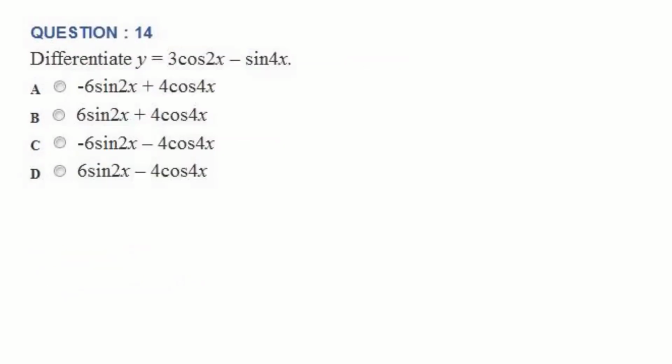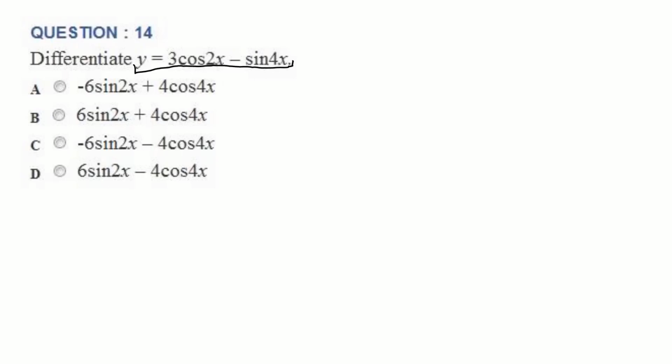This is question 14, and it's a question on differentiation. I'm going to take my time to explain this question because these are common questions that you often see in JAMB. So here our question is to differentiate y equal to 3 cos 2x minus sine 4x. How do you do this? We are differentiating y equal to 3 cos 2x minus sine 4x.